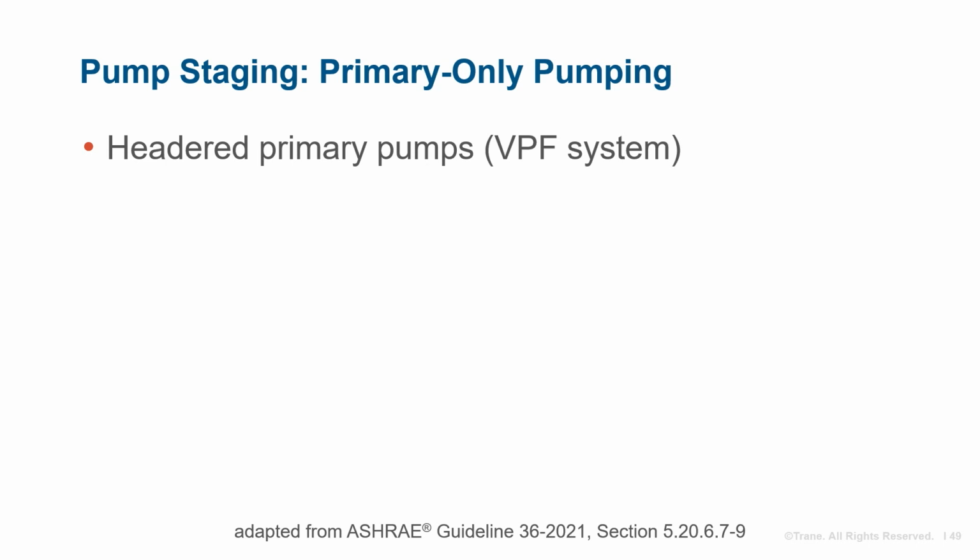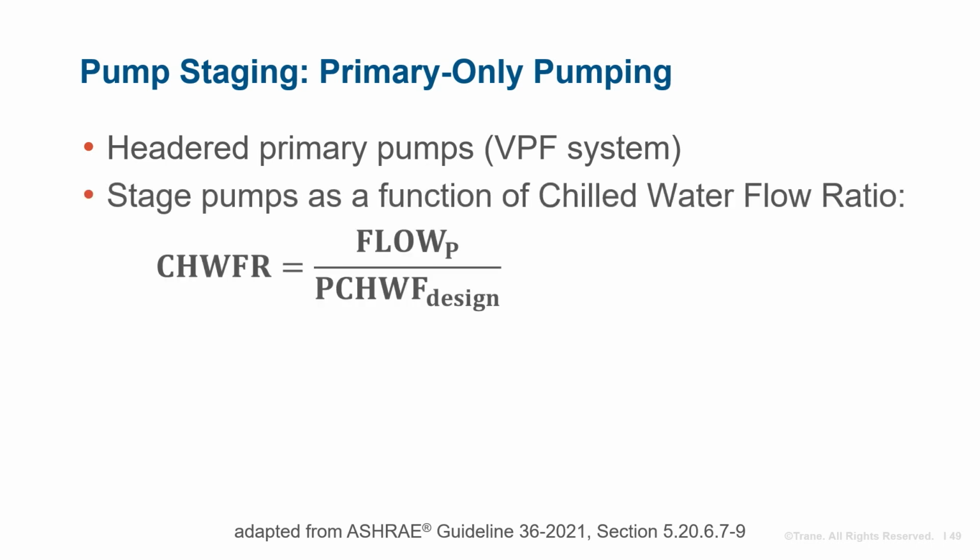What about pump staging? Different rules are applied based on the chiller and pump configuration. But since we've selected a variable primary flow configuration with headered pumps for chilled fluid, let's continue down that path. Chilled water pumps are staged as a function of chilled water flow ratio, the ratio of current chilled water flow to design primary pump flow for headered chilled water pumps in a primary only or variable primary flow system, as we often refer to it.